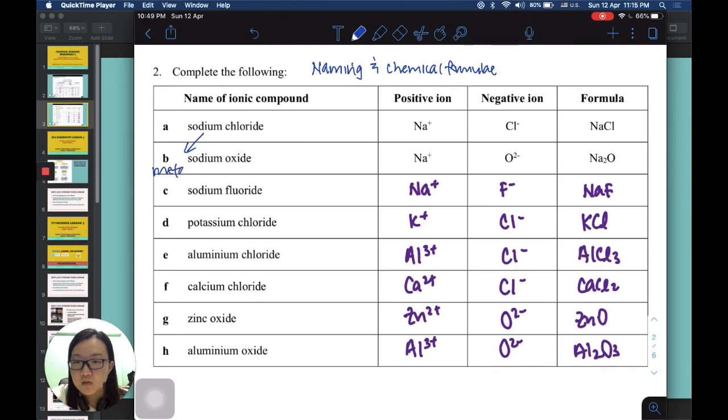Okay, so an ionic compound is made up of 2 components. First part is a metal. Second part comes from the non-metal. So for instance, sodium chloride, the metal is sodium, the non-metal is chlorine. So you will get the positive ion as well as the negative ion.